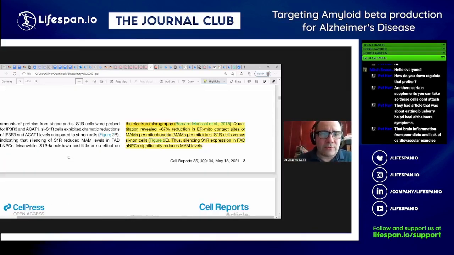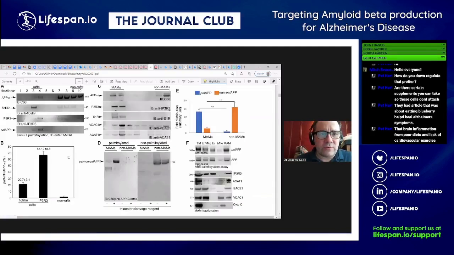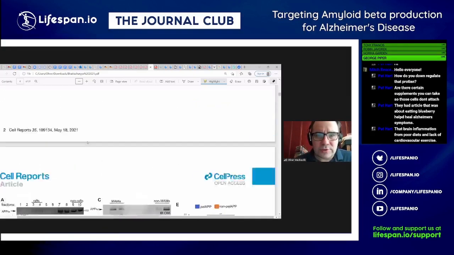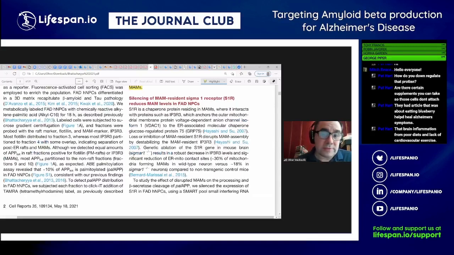So let me see. Figure one, they enrich. There's a lot to look at in here, but again, MAMs tend to enrich in these proteins. So the S1R receptor, this IP3R3, which is called a MAM marker, but I'm not sure exactly. Somebody wants to do a Google search right now and pull up IP3?